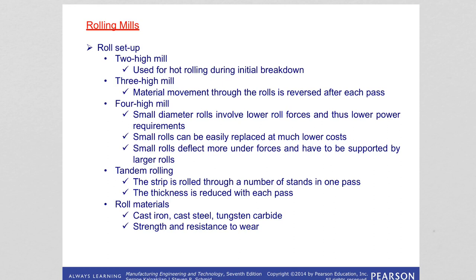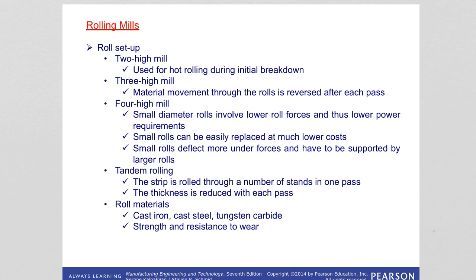Another good thing about small rolls is they can easily be replaced at much lower costs. And small rolls deflect more under the forces. Therefore, they are supported by larger rolls, as we have seen in the images. And in tandem rolling, the strip is rolled through a number of stands in one pass, and the thickness is reduced with each pass.